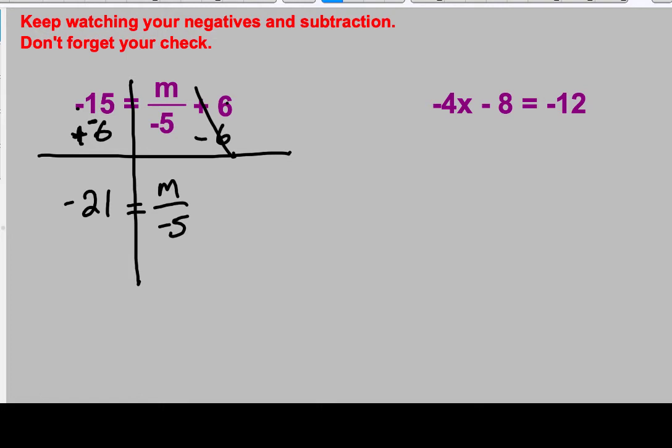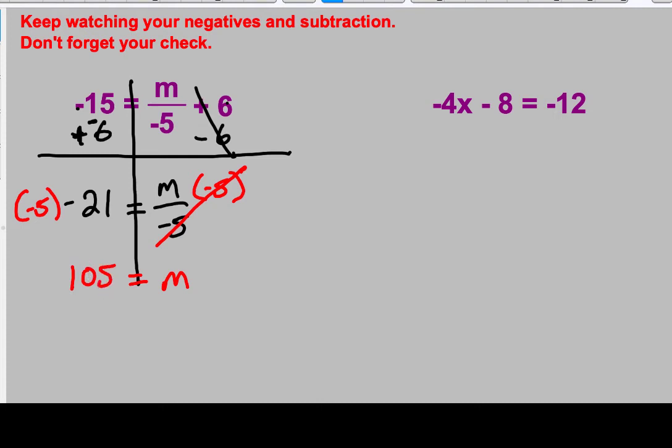Now I take step 2. Again, focus on your variable. What did they do to m? Well, they divided by negative 5. So I'm going to multiply times negative 5. I'm going to do the same thing on both sides. Multiplying and dividing by negative 5 cancel each other out, and I'm left with m. Negative 5 times negative 21. Well, a negative times a negative is a positive. 5 times 21 is 105.